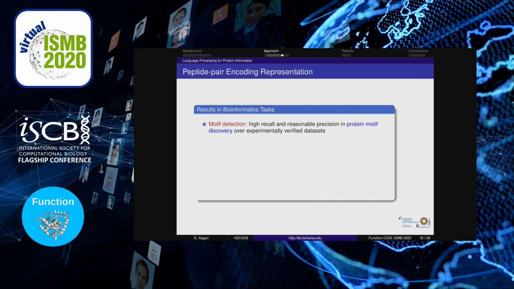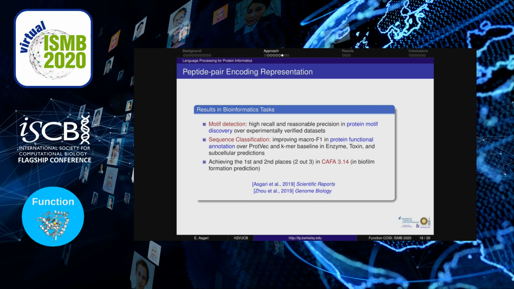And more importantly, and more related to CAPPA, by using this approach and combining k-mers and the embeddings, we got a boost in the enzyme, toxin, and subcellular prediction tasks. And with the same approach, we participated in the last CAPPA Pi, and we achieved the first and second places in the biofilm formation prediction.